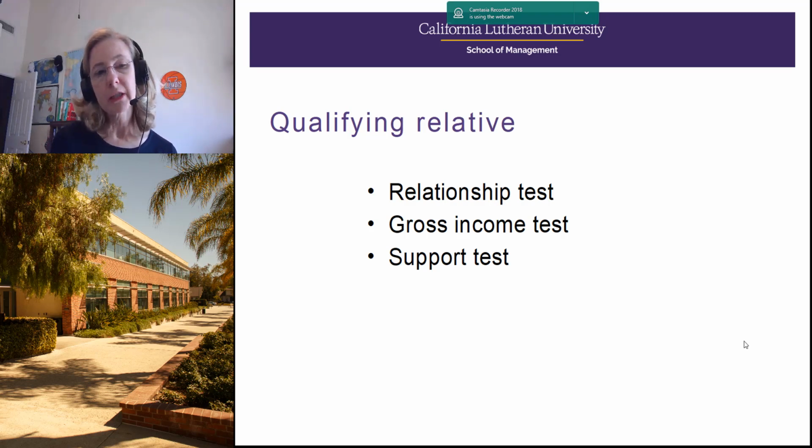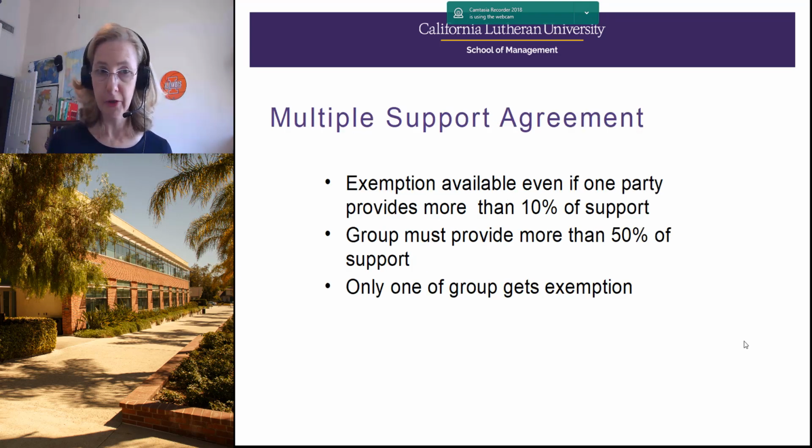Now, qualifying relative is a little bit of a misleading term. Certainly, related adults can qualify as qualifying relatives, but you don't have to be truly related. You don't have to be related by blood, and you don't have to be related by marriage either. So it is possible for unmarried adults to live in the same house, and one could qualify under the qualifying relative rules as a dependent of another.